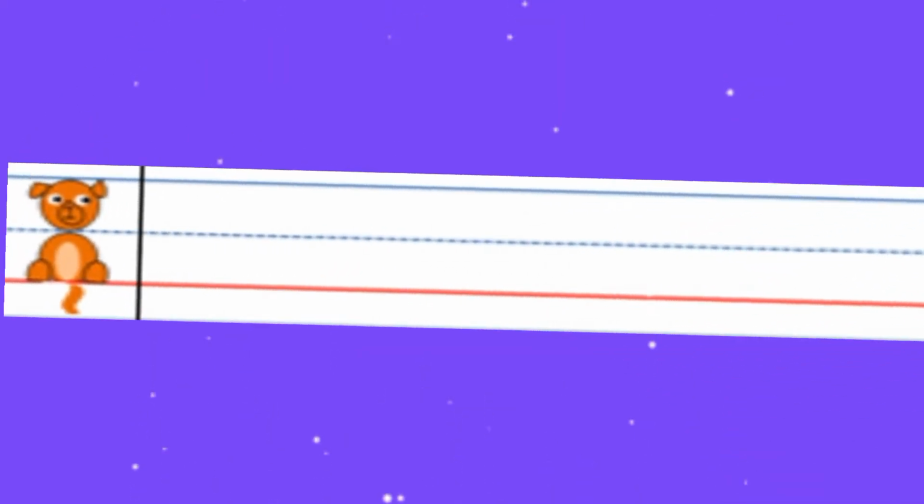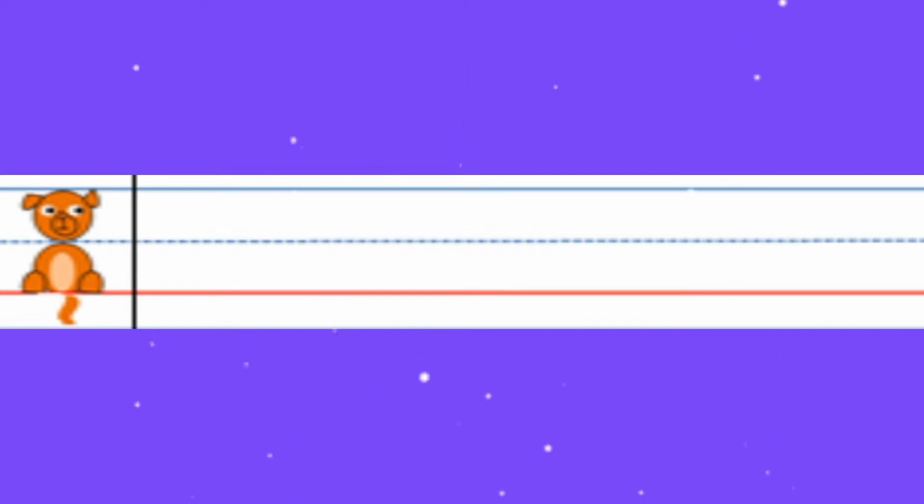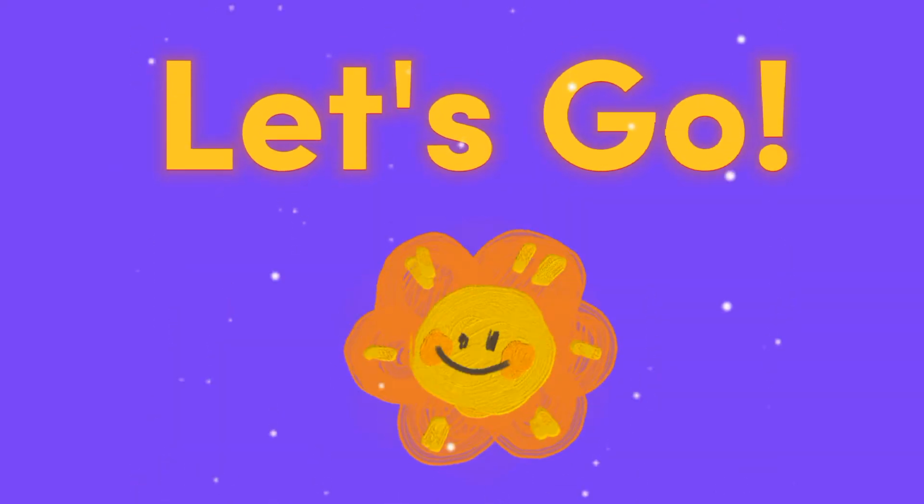We are going to learn the letter C. That's correct. That's the letter C. So, we're going to pronounce the letter and most importantly, learn to read and write the letter in your Puppy Lines book. So let's go!